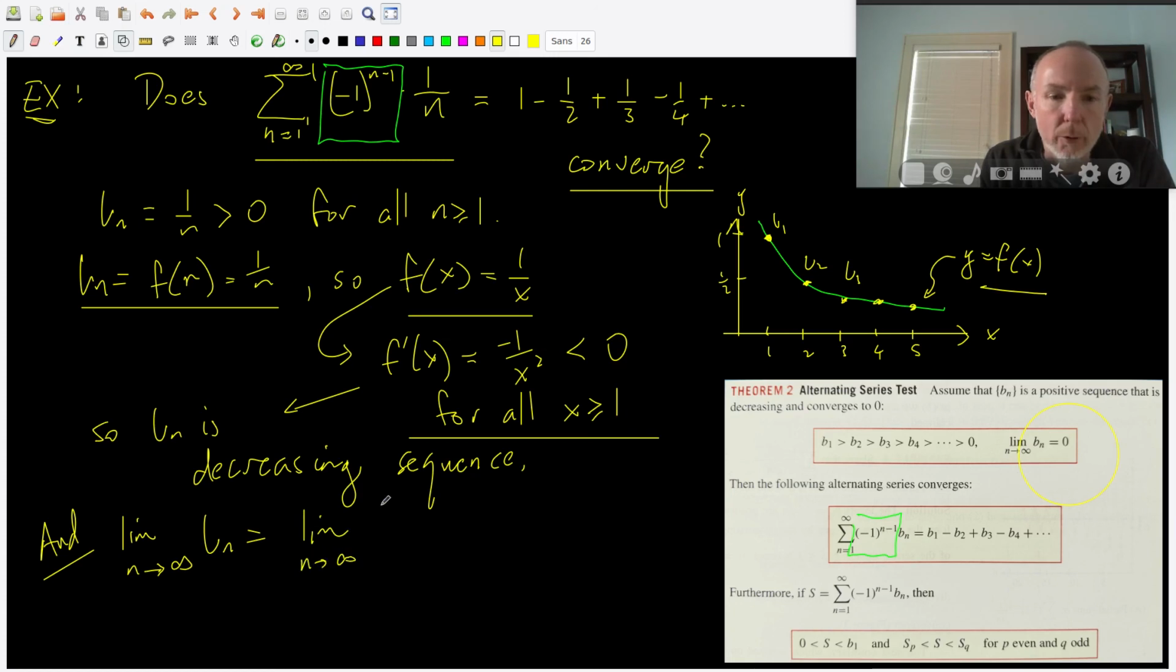So the limit as n goes to infinity at this time is the limit of 1 over n. And that's 0. Hopefully you can see that's 0. That's just a straightforward Calc 1 kind of problem. And so we have satisfied all the conditions.